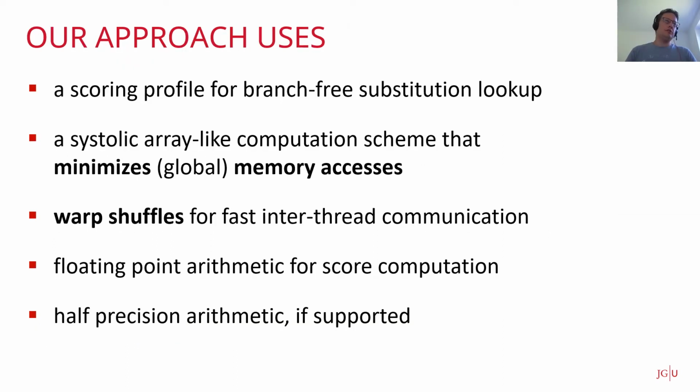Our new approach changes this situation in favor of GPUs, mainly by minimizing memory accesses in relation to computations. The main tool for that is warp shuffles for fast inter-thread communication. We also use floats instead of integers for score computation, and employ half-precision arithmetic if the hardware supports it, effectively doubling the amount of computations that can be done per thread.